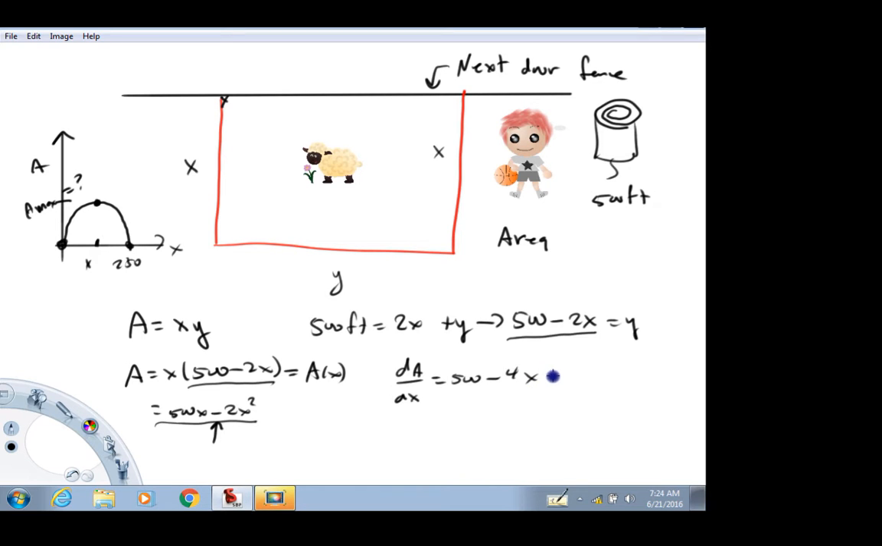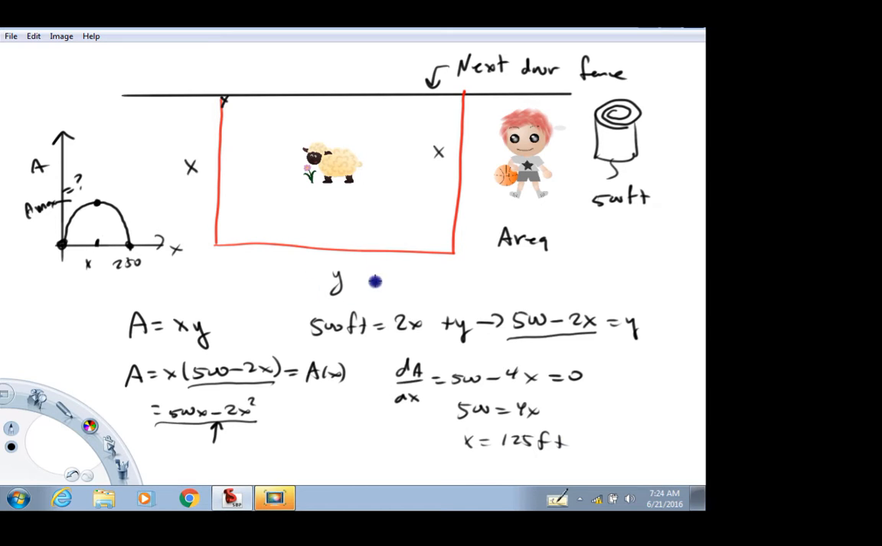And now what I'm going to do is set that equal to 0 and solve for x. So we're going to have 500 equals 4x, or in other words, x equals 125. And I'm going to go ahead and put the units on that. Those were feet. So the value of x that is going to optimize the area, or give us the largest possible area, is 125 feet.